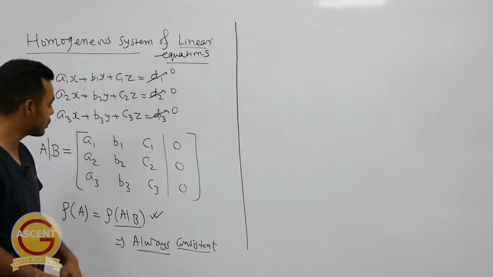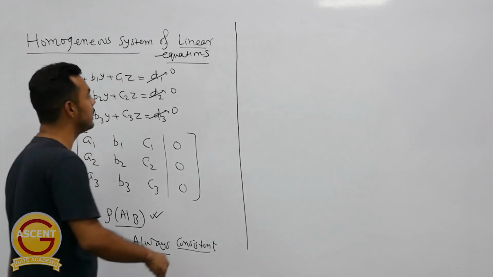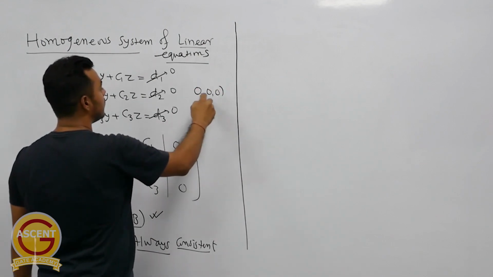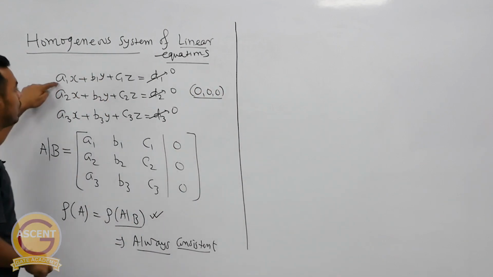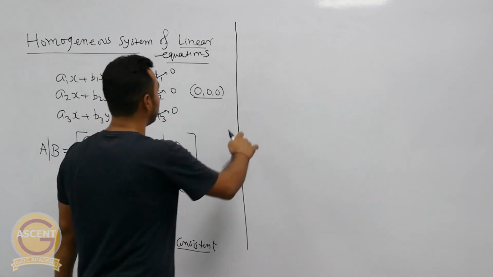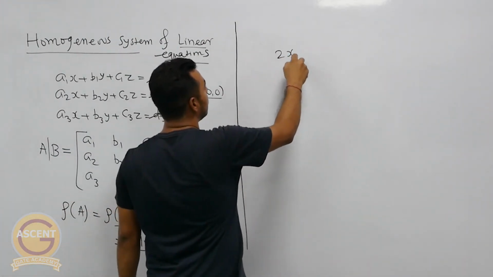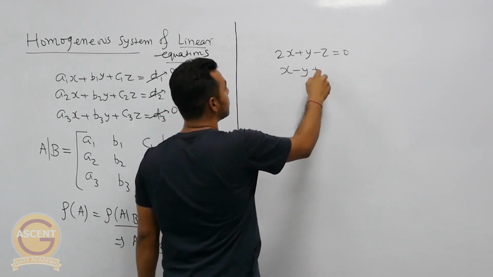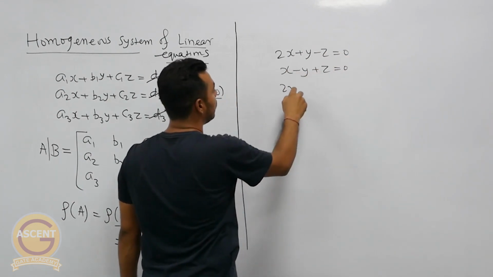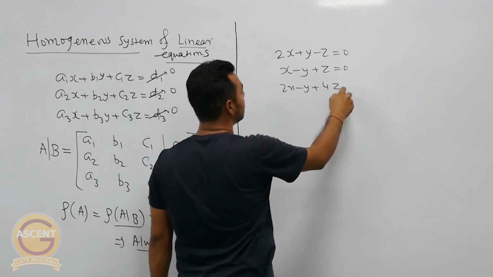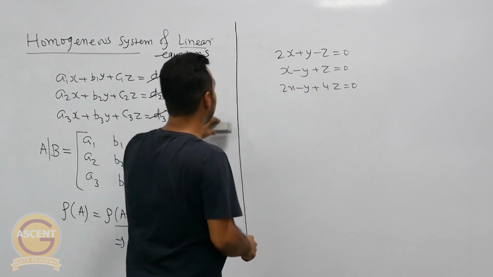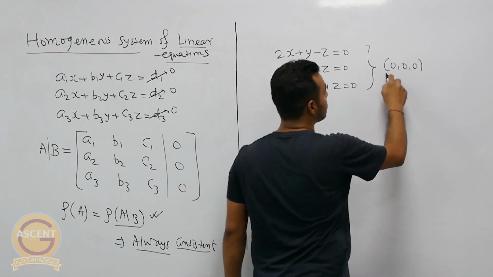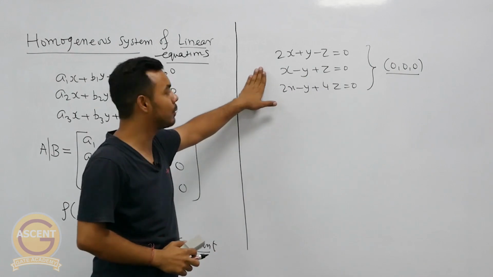And see, this result was obvious. Always consistent is obvious. The reason is that x equals 0, y equals 0, and z equals 0 will always satisfy all the three equations. Let me take a proper example here. Suppose the equations were 2x plus y minus z equals 0, x minus y plus z equals 0, and 2x minus y plus 4z equals 0. You can easily see that x equals 0, y equals 0, z equals 0 is always the solution of this system.